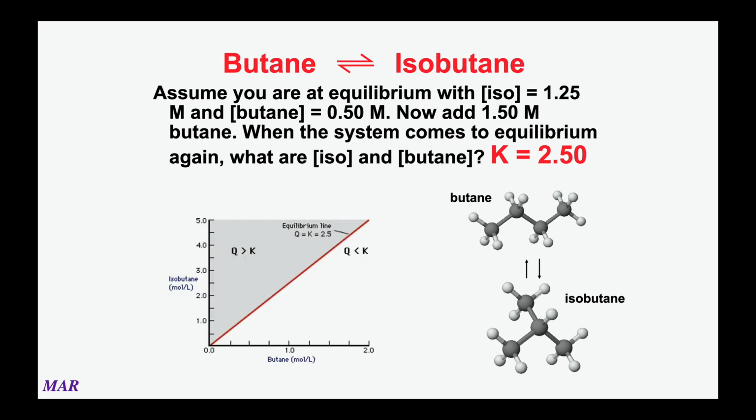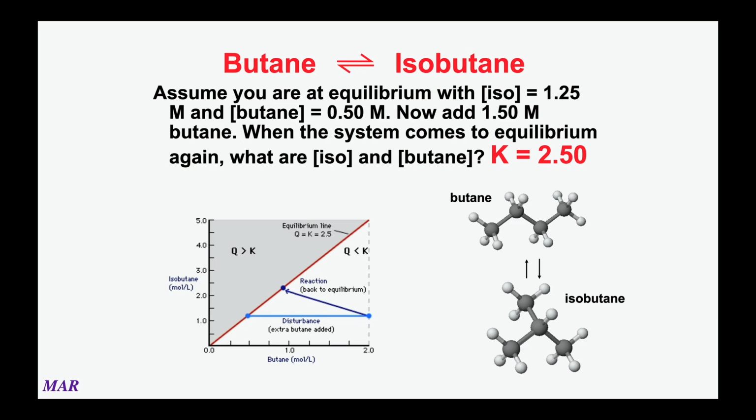Butane and isobutane can interconvert to reach a dynamic equilibrium. The graph shows the equilibrium line. If we add butane to the system, the equilibrium is disturbed, and the butane reacts to form isobutane until the equilibrium is reestablished. I like this graph. The red line is a slope of 2.5. And in some ways, an equilibrium constant is like a slope, all right? And so anytime you have an isobutane to butane mixture, which is 2.5, then you're going to be at equilibrium.